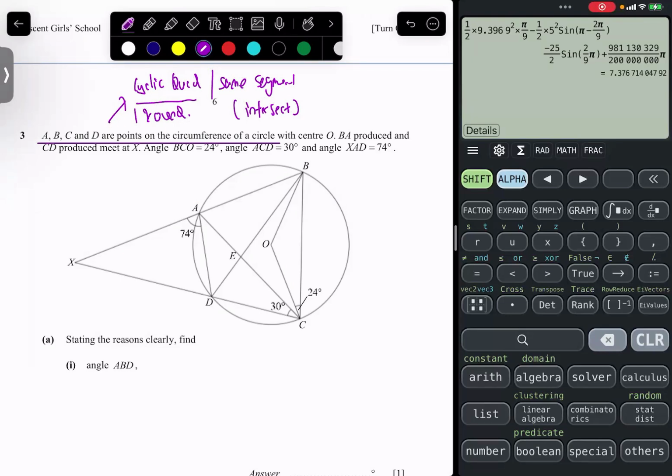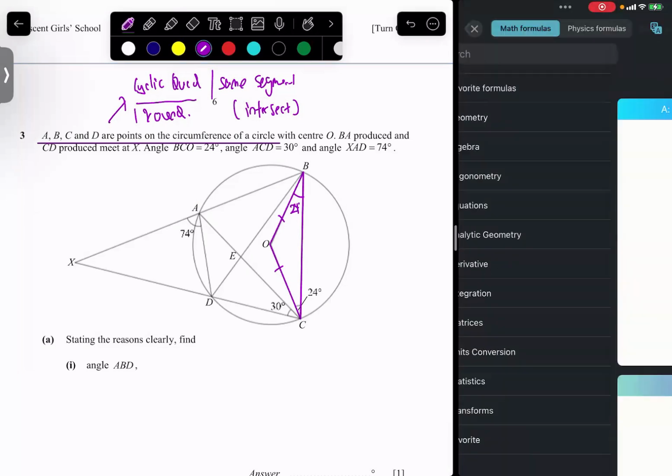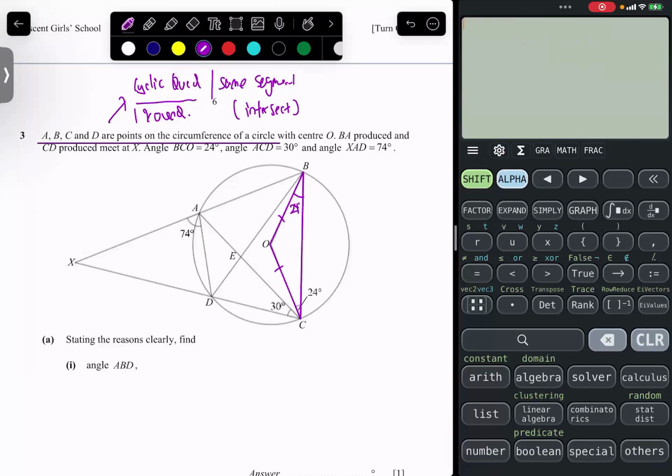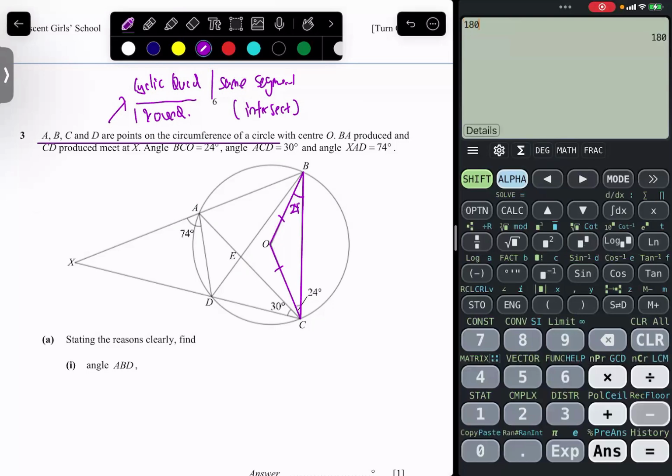Without considering the question, what I can see is that this is the center of the circle. So this is radius, radius, meaning this is an isosceles triangle. If this is 24 degrees, this will also be 24 degrees. So 24, 24, 48. 180 minus 48. Oops, what happened to my calculator? Oh, yeah. So 180 minus 48, we get this angle is 132.